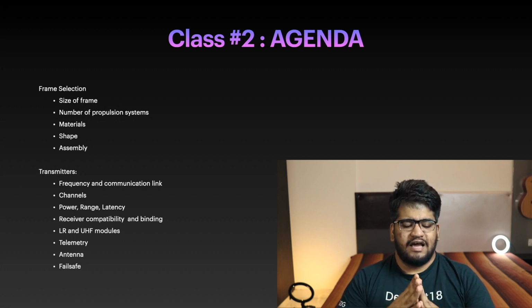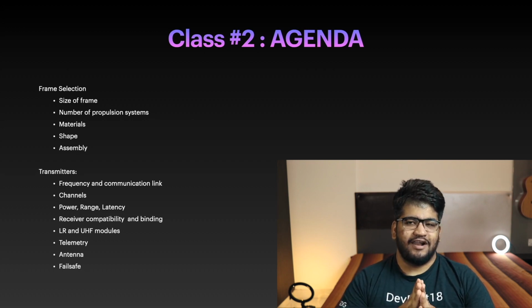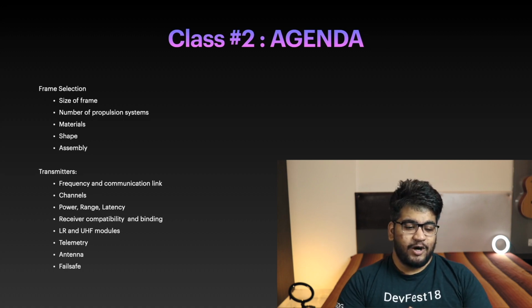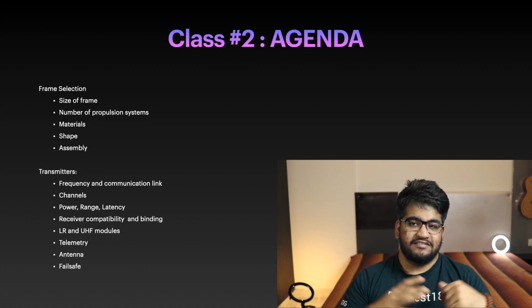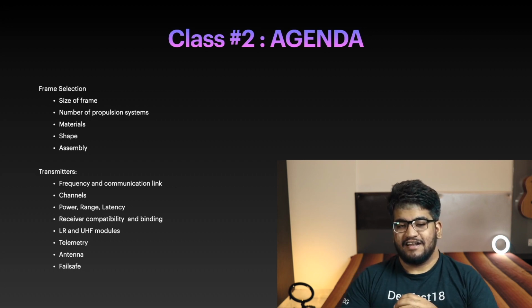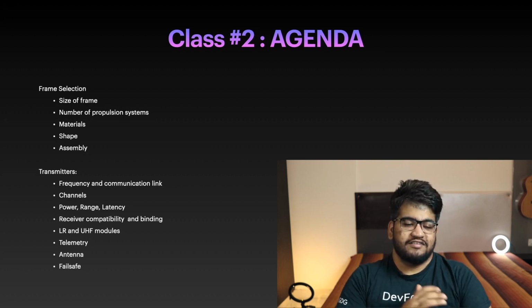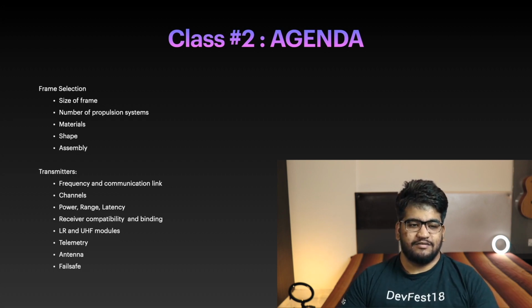We'll talk about LRS and UHF, and what they are. So for now, let's deal with the short forms here. Then we will also talk about telemetry and how data is sent back to the ground station where the drone is being controlled. We'll talk about antennas, and that is a very interesting topic. We'll also talk about what Failsafe is, and that's the agenda of class 2.